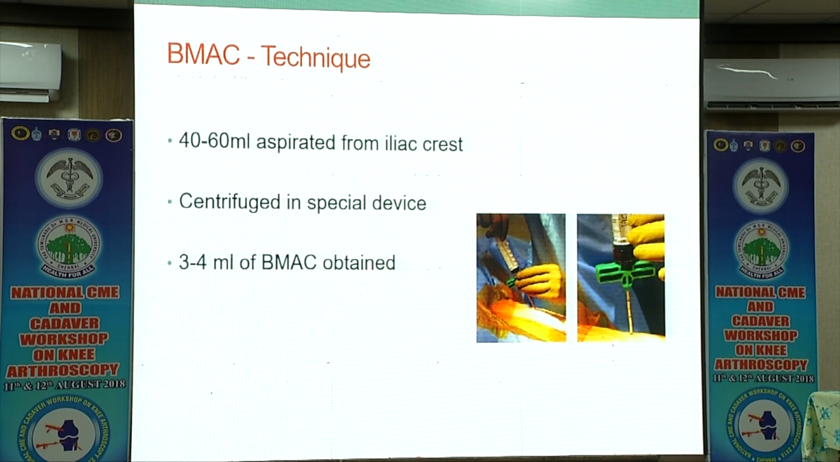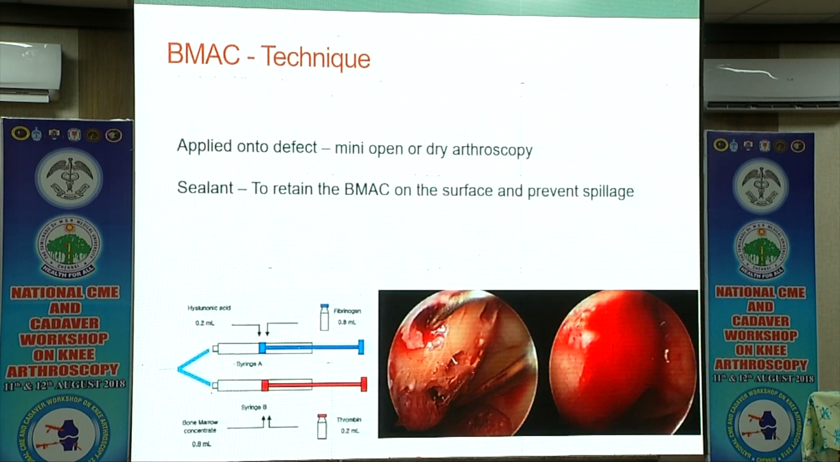And the bone marrow aspirate is centrifuged in a special device to obtain about 3-4 ml of bone marrow concentrate. And how do you apply it? It can be applied either completely by arthroscopy or by mini arthrotomy. When you're doing an arthroscopy, you have to do a dry arthroscopy, either with air or CO2, so that you have a clear view, and then you completely dry the cartilage defect area, and then you can inject the BMAC. The BMAC is like a watery substance, so once you inject, it might just fall into the joint.